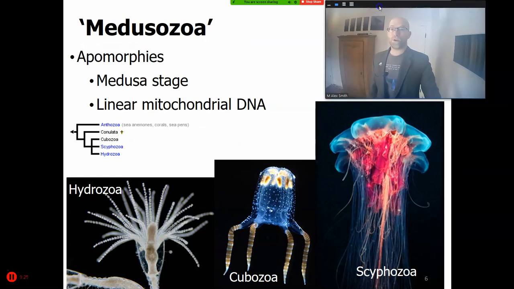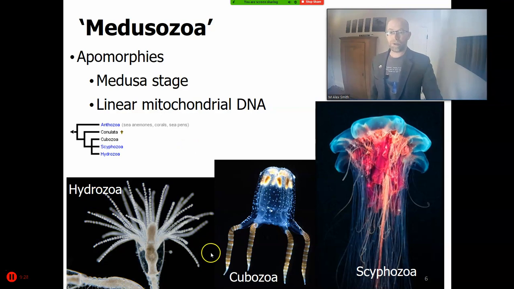So the medusozoans, we have here the hydrozoans, the cubozoans, and the scyphozoans. These are a group where they have predominantly a medusoid stage, so a jelly stage. Some groups retain polypoid forms as well. Some groups do not. But they all have a medusoid form at some stage or another. And their mitochondrial DNA is arranged in a linear fashion here, not in a circular form like we see in the rest of the animal life.